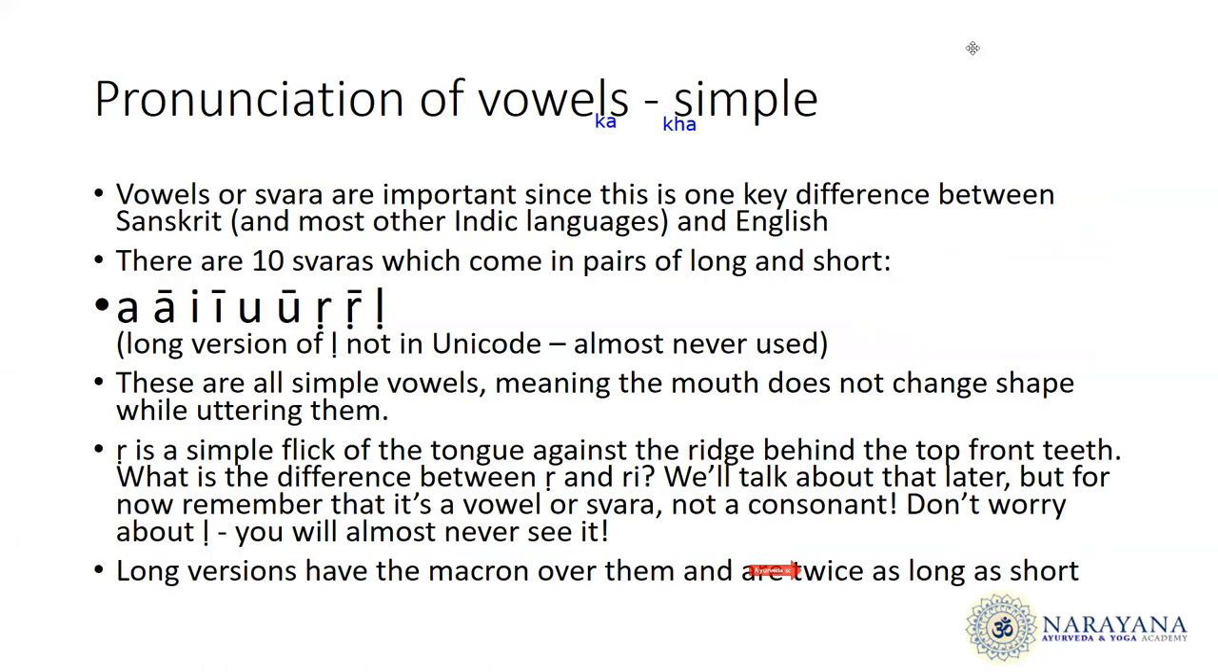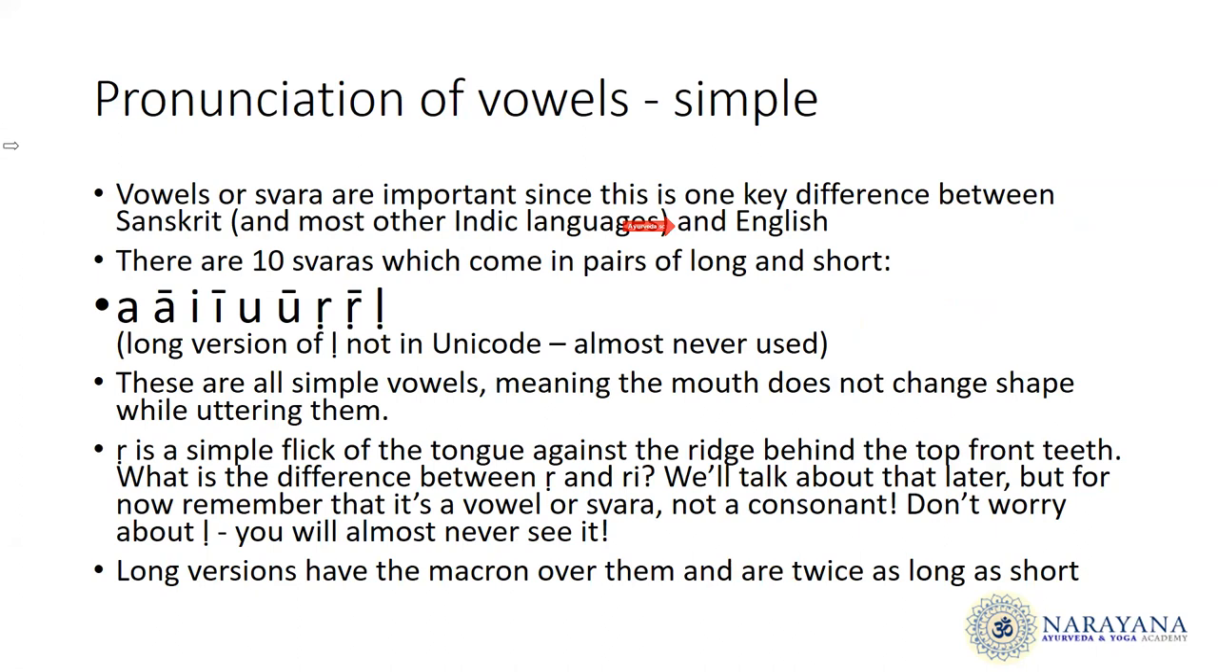Now let's talk about some pronunciation. We're going to talk about the simple vowels first. So the vowels or swara are very important because this is one of the key differences between Sanskrit and most other Indic languages and English, in the pronunciation of the vowels. And remember, there are vowels everywhere because every consonant has an implicit vowel. We can join many consonants together and make a vyanjana yoga, or a combination of consonants. But every consonant has an implicit vowel with it. So the vowels are important.